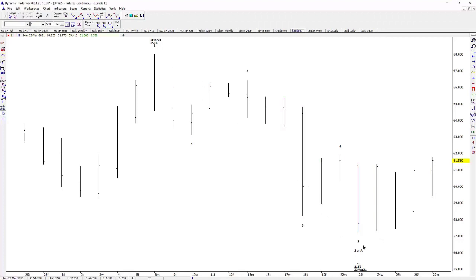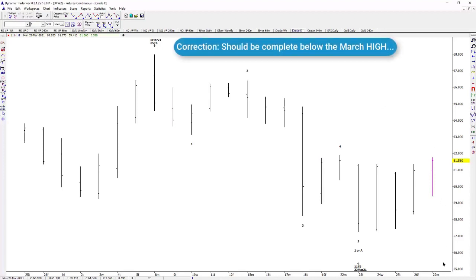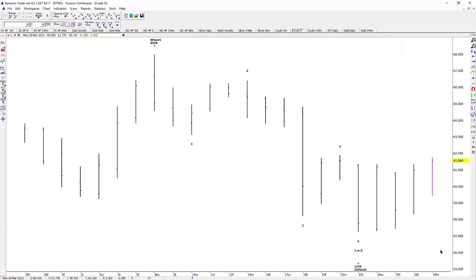So this can be a 1 or A down. We should make a 2 or B correction that would be complete below the March low. When it's complete, the bear trend should then continue in at least one more section, and otherwise a 2 or B correction, and then a new extreme in a 3 or a C.